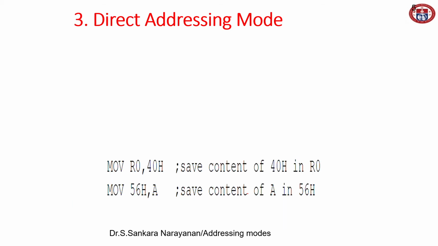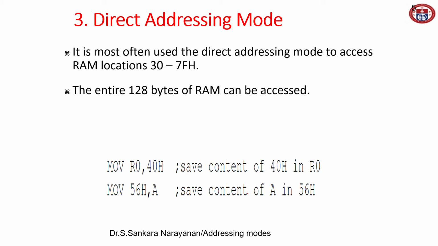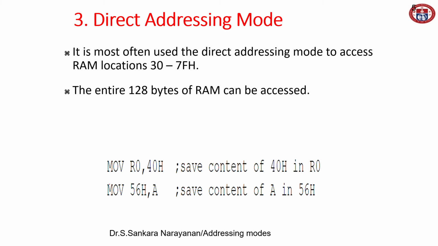The next addressing mode is direct addressing mode. It is most often used to access the RAM locations starting from 30 to 7F, and the entire 128 bytes of RAM can be accessed using direct addressing mode. In immediate addressing mode we use the pound sign, but here there is no pound sign in the operand. Here I have given the example.